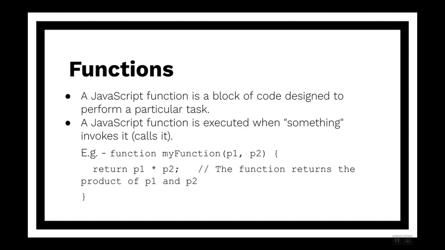Functions. So functions are a block of code designed to perform a particular task. So in this case, as you can see, this function is a multiplication function. It takes in two parameters, p1 and p2, that is, let's say, number 1 and number 2. In this case, it is returning the multiplication of p1 and p2. Let's consider those are two numbers. Let's say it's 5 and 6, it should return 30 in this case.